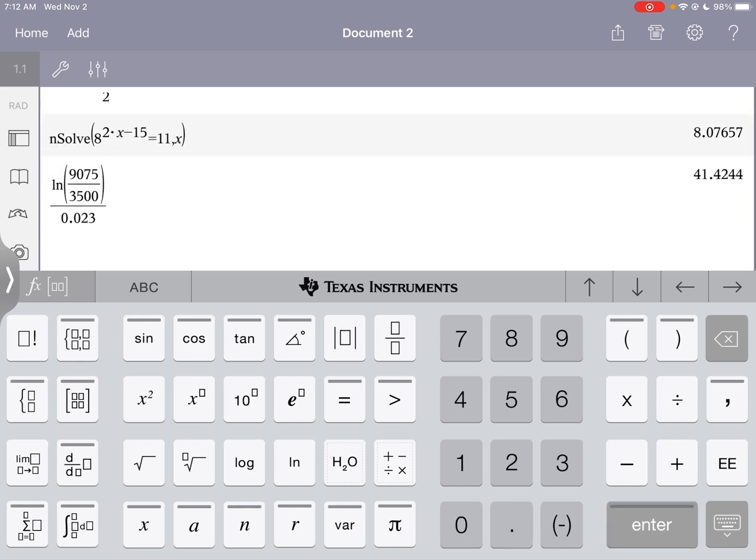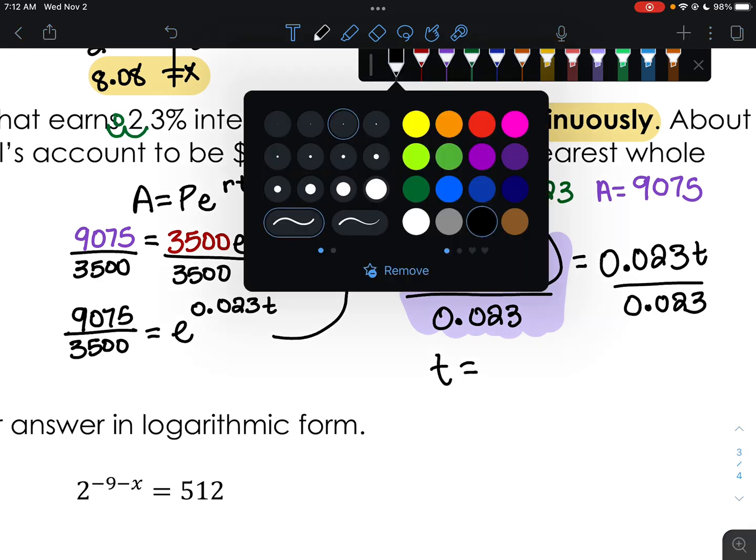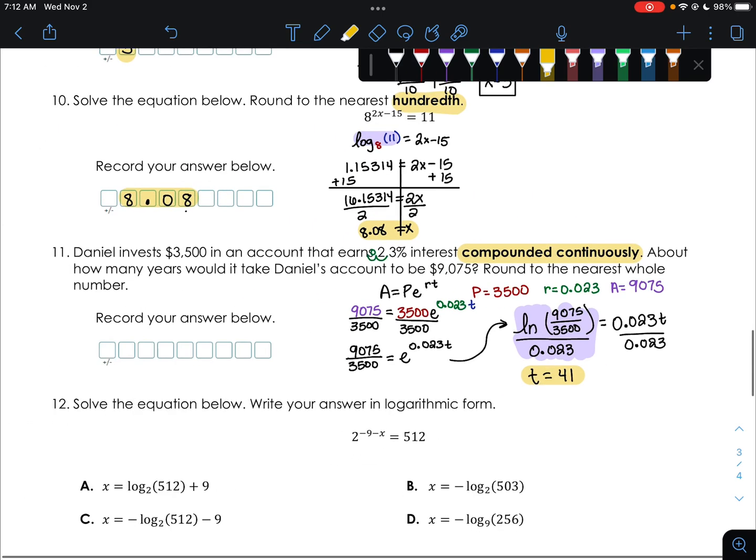So rounding to the nearest whole number, that 4 tells me to keep it 41. So my t would be 41 years. It would take 41 years for the account to grow. So when we type that in, it would be a 4 and a 1.